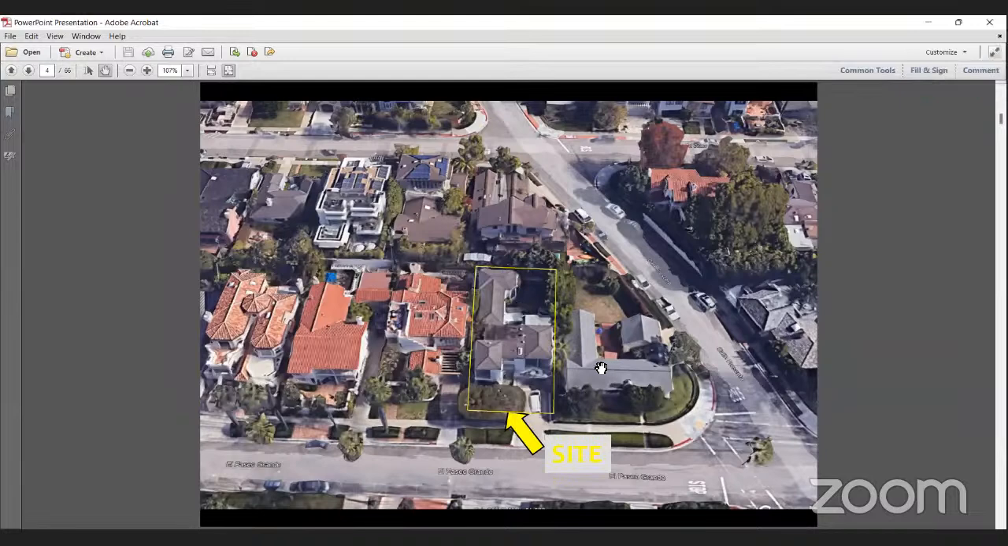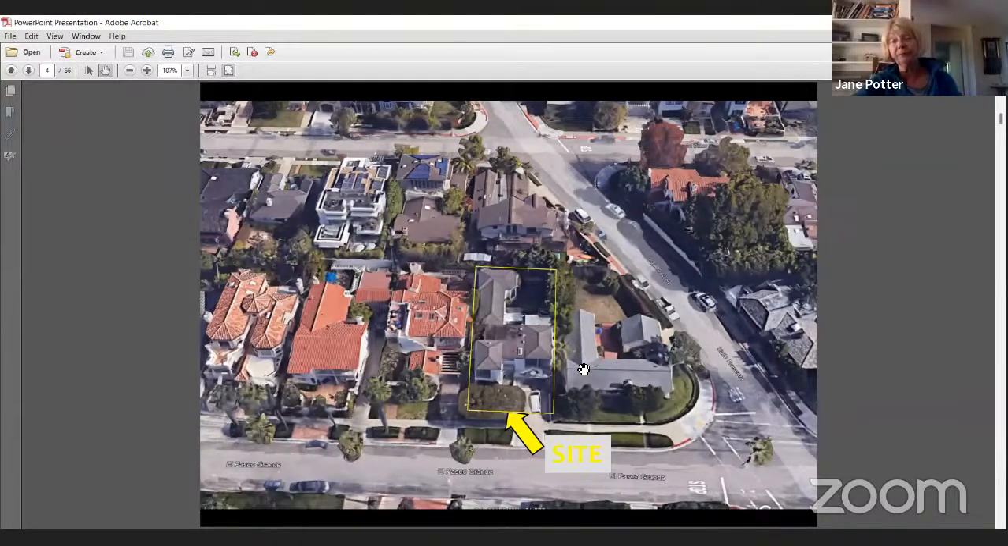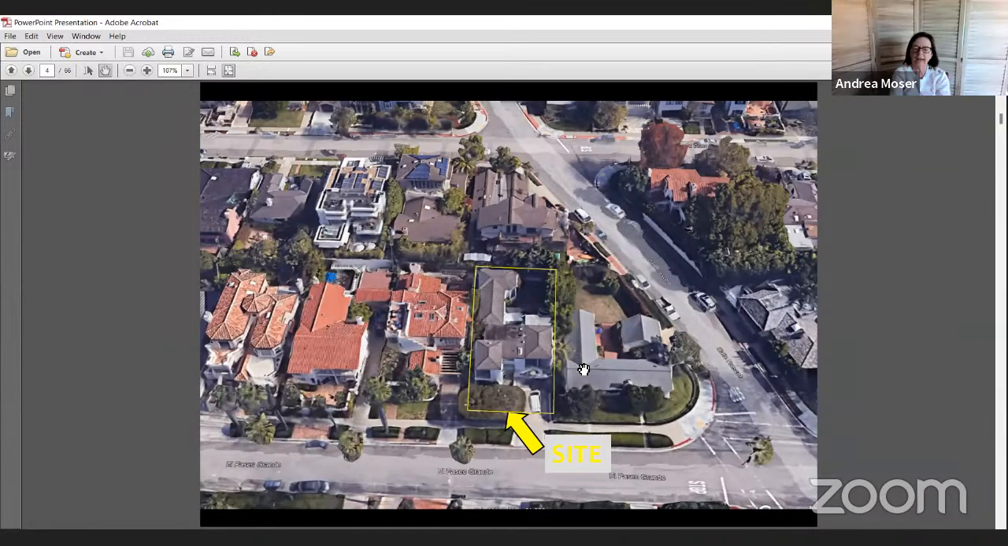Okay, we need to keep moving here. Any other board members have comments? Andrea or Sue?